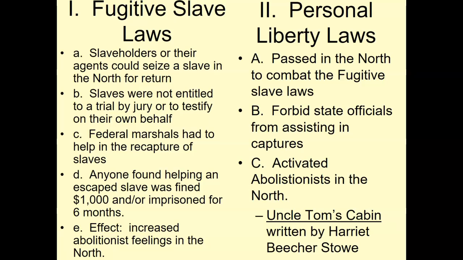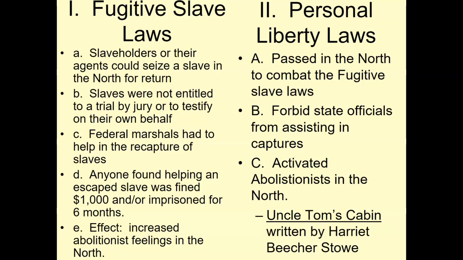Under the new fugitive slave law, slaveholders or agents could seize a slave in the North and return it, which is what you would do with property, right? Slaves are not entitled to a trial by jury. Federal marshals could help in the recapture of slaves. There were fines for anyone found helping slaves.